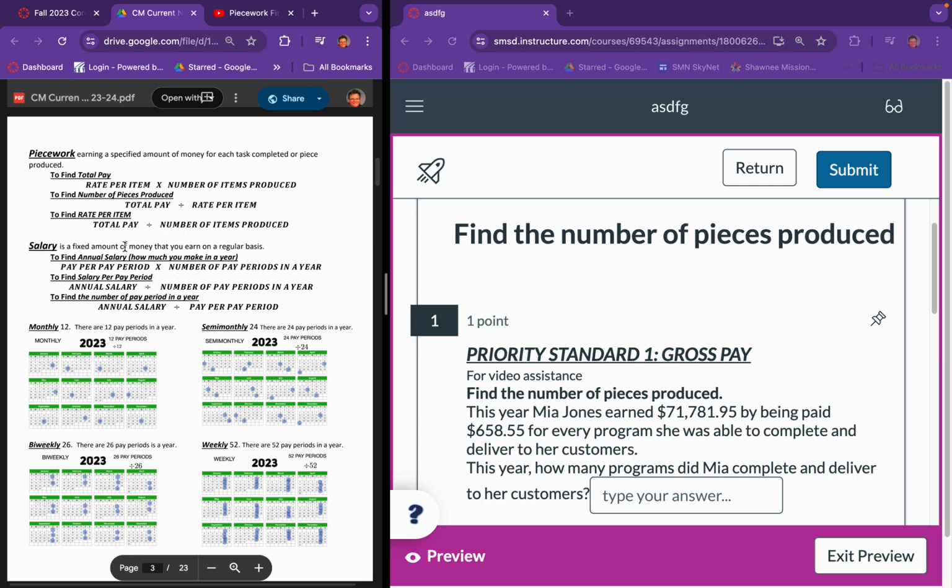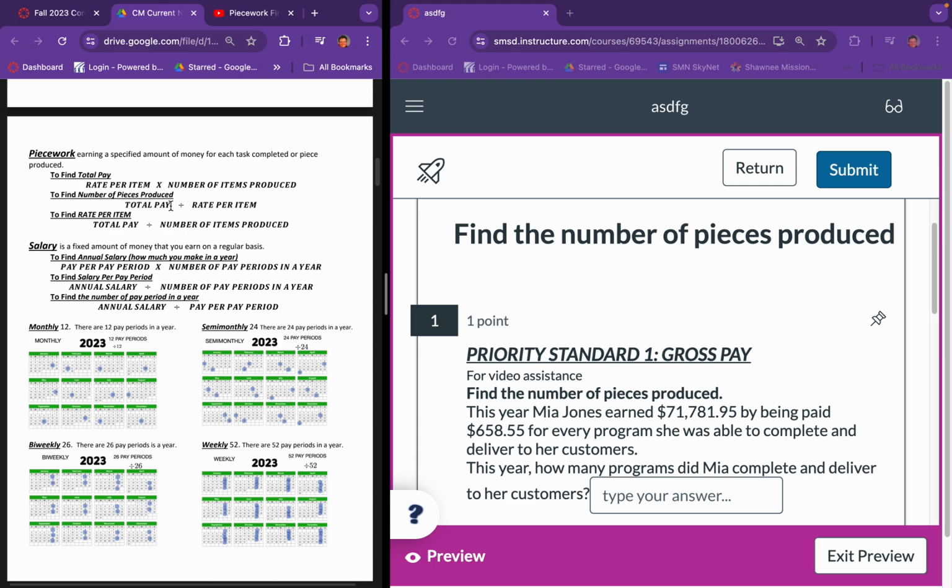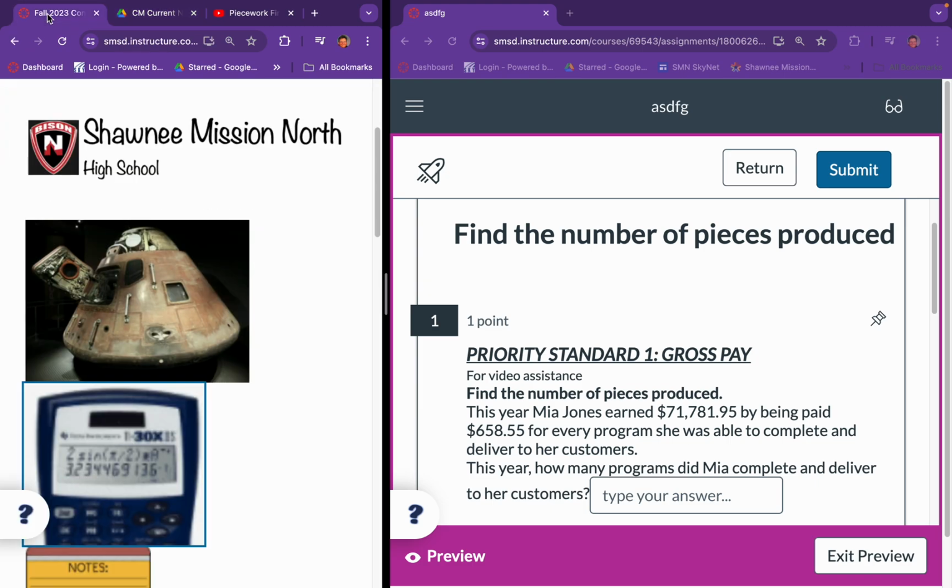So if we go over here into piecework, we're going to find the number of pieces produced, the total amount of money the person earns, divided by what they get paid for every item they create. So this is the total pay, and this is the pay per item. And if we divide the total pay by the pay per item, we're going to find out how many items the person produced. So we're going to go over, we're going to grab a calculator.